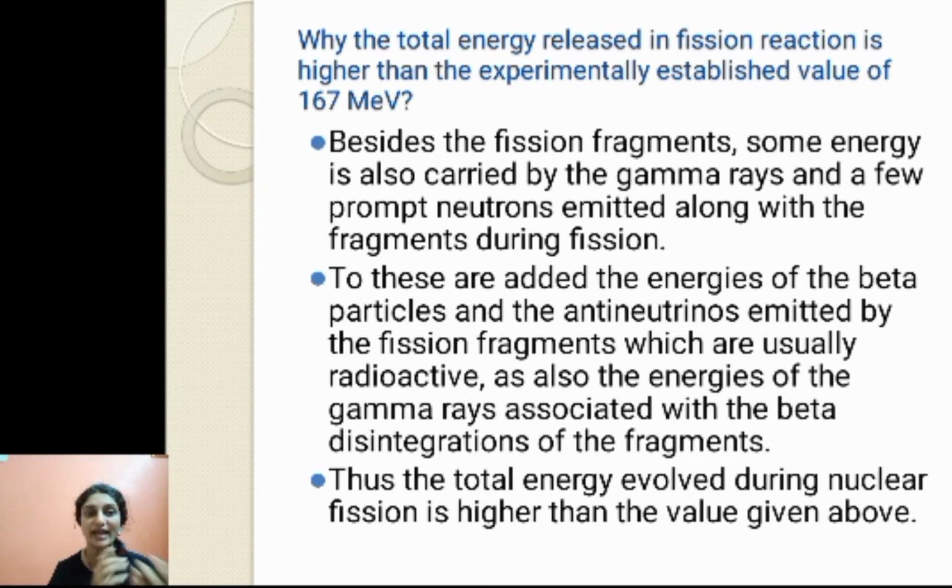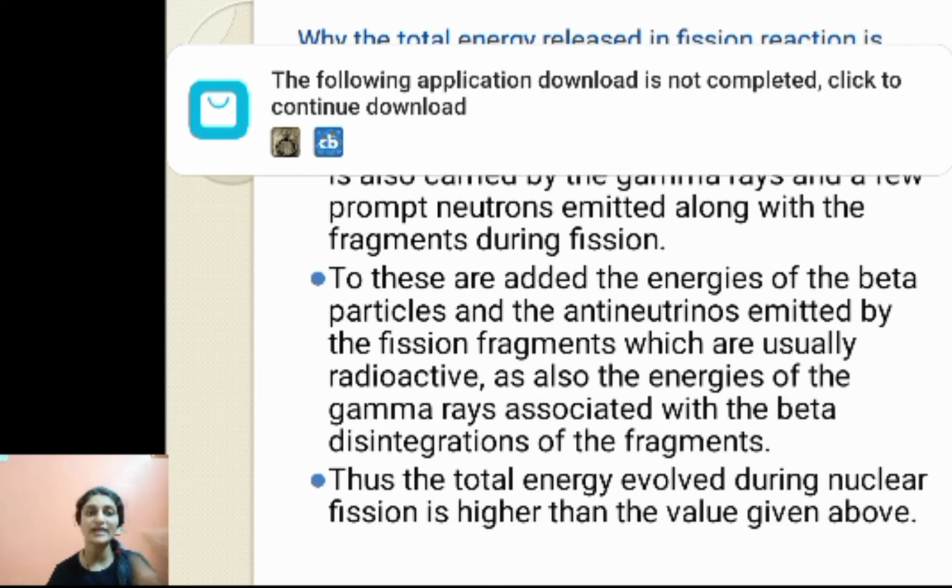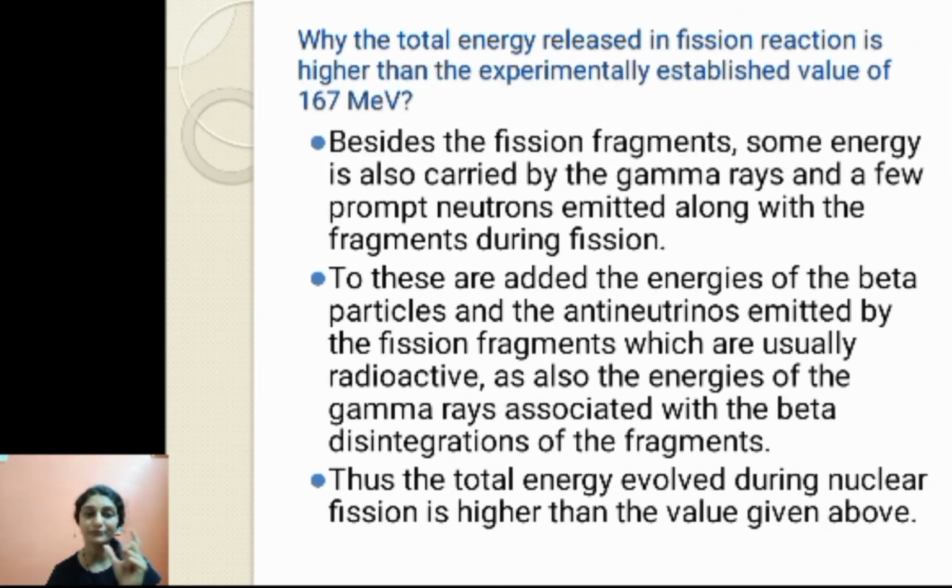Because the value 167 MeV consists of the energy only of the fission fragments, for example barium and krypton. Apart from the energy released because of the fission fragments, there are other sources of energy as well. Some energy is also carried by the gamma rays emitted during the fission reaction, and a few prompt neutrons emitted along with the fragments also contribute some energy.